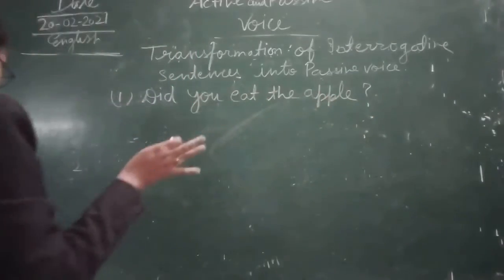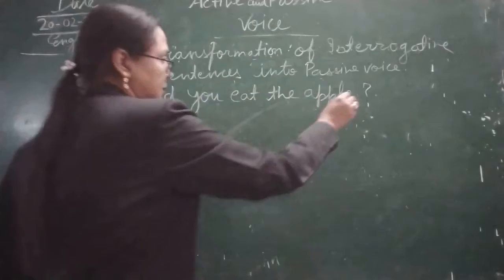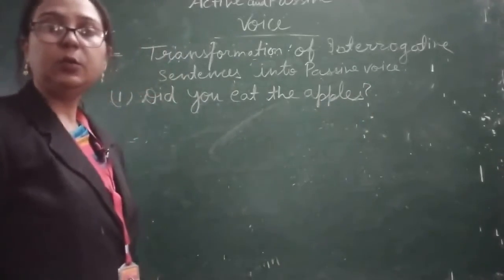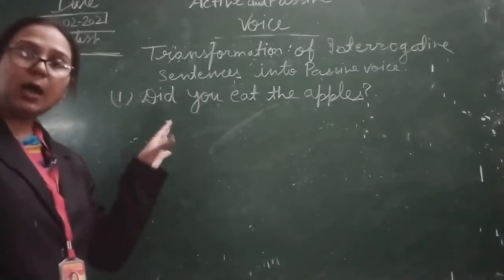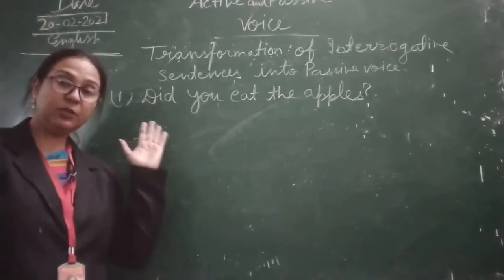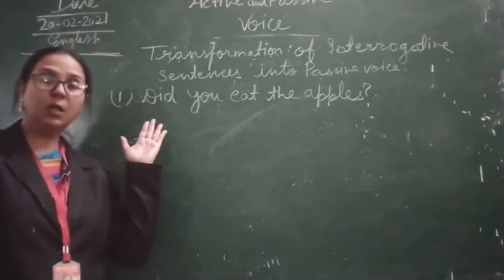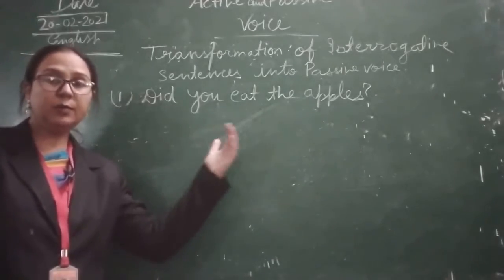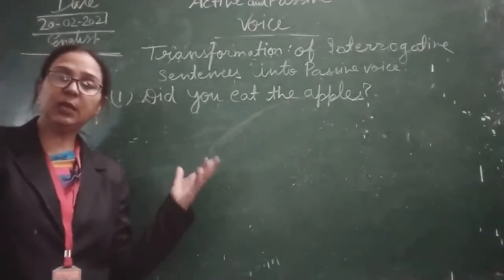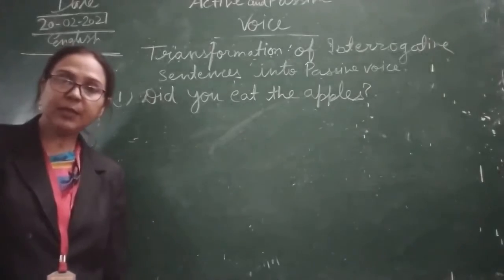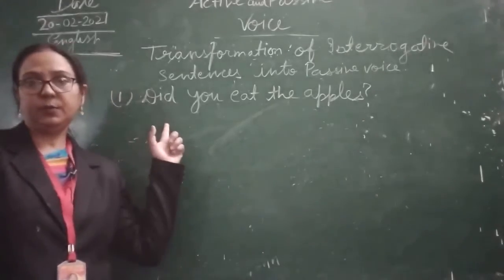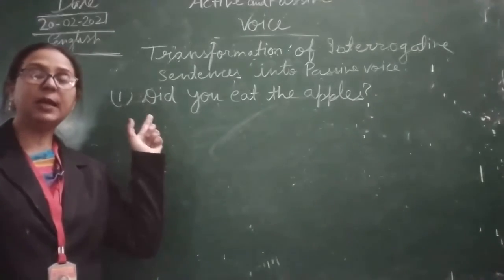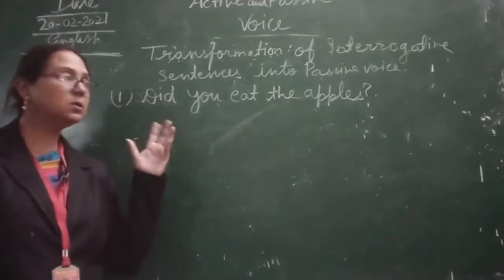Now here you can see apples. Did you eat the apples? This is asked in the past tense because did is used over here. So what is the rule of converting active to passive voice in interrogative sentences? Only and only we will do auxiliary verbs. Because did is there, that is why we will use what we will use.